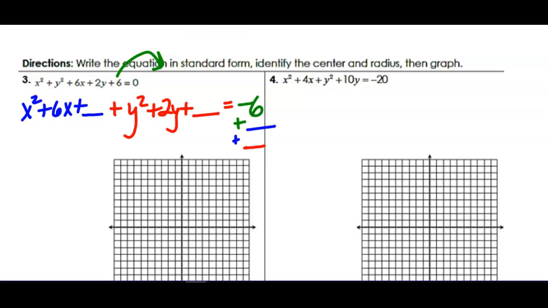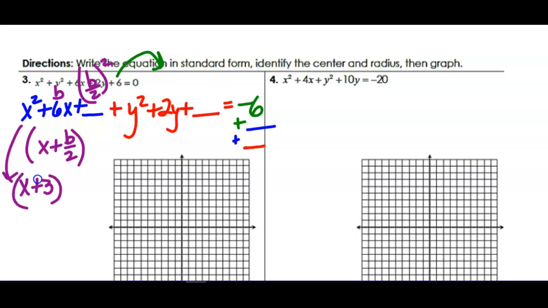The rule when you complete the square is you take half of this quantity, this is b, and you put in here x plus b divided by 2, and then what goes in this blank is b divided by 2 squared. So for this problem, you would have x plus 3. When you square it, it would be x plus 3 times x plus 3, which would be x squared plus 6x plus 9, and that's what you put in the blue blank, so that's what you put on this side.